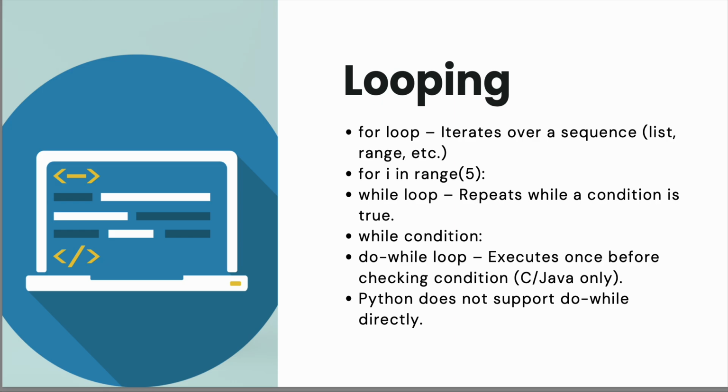Okay, so let's say we have to take an umbrella as long as it is raining. And next is do while loop. It executes once before checking the condition, at least once. But it is not available in Python. Let's provide a good example.